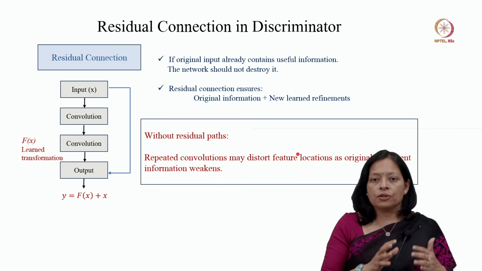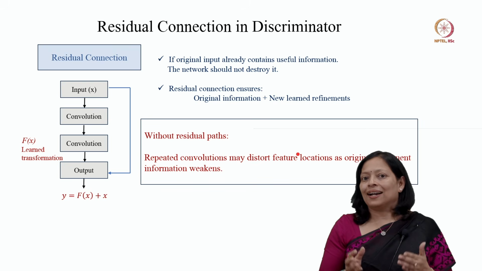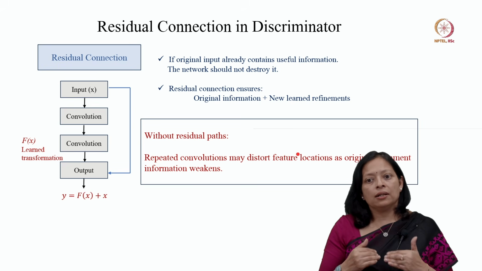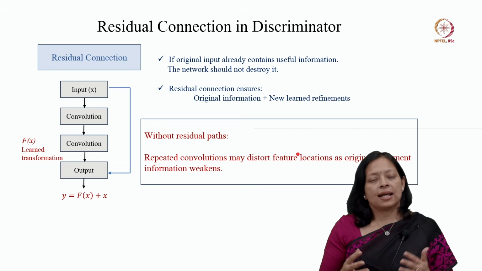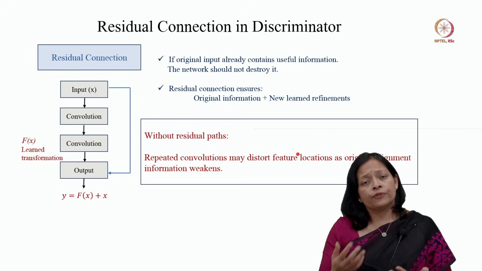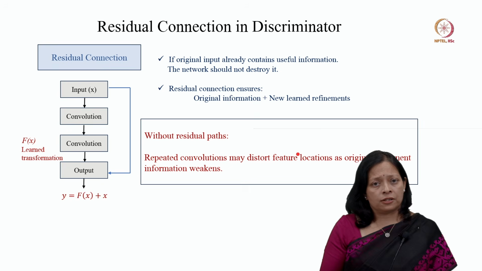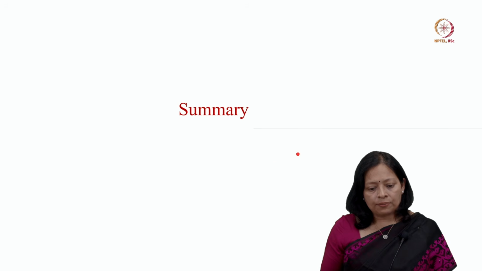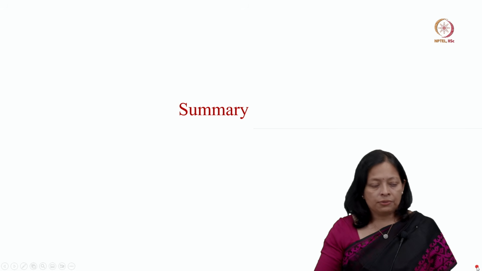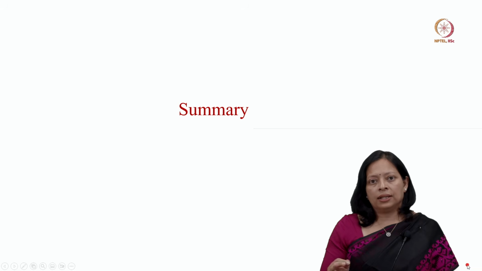The generator uses skip connections, and the architecture is kept fixed in StyleGAN 2, and with these 3 steps scientists were able to overcome the problem of phase artifacts. So with this I come to the conclusion of today's session. Before I conclude, let me quickly summarize what we have studied today.